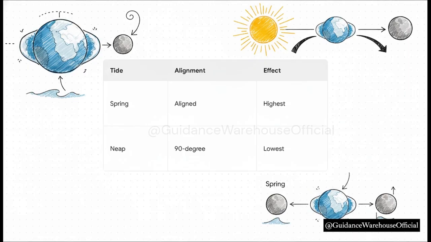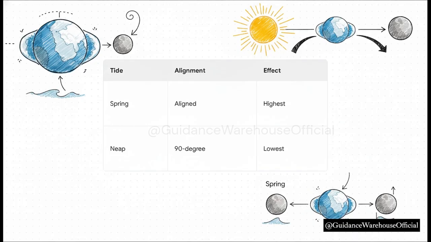This creates a massive tidal bulge on the side of the Earth that's facing the Moon. And interestingly enough, there's also a bulge on the far side of the planet because the solid Earth itself is being pulled slightly away from the water on that opposite side. The Sun plays a role here too, having about half the tidal effect of the Moon.